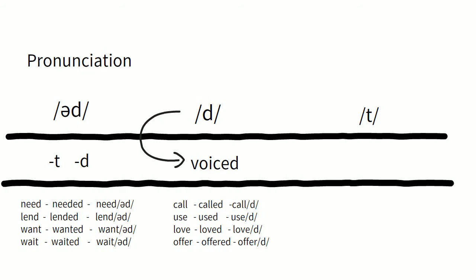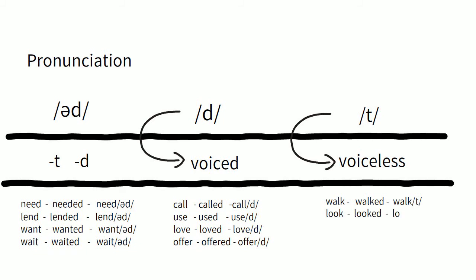The third and final way to pronounce the ed is t. We pronounce the ed as t for verbs ending in a voiceless sound. Notice, t is voiceless. So if the verb ends in a voiceless sound, the ed is also pronounced voiceless. Some examples are walk, walked, look, looked, laugh, laughed, watch, watched.